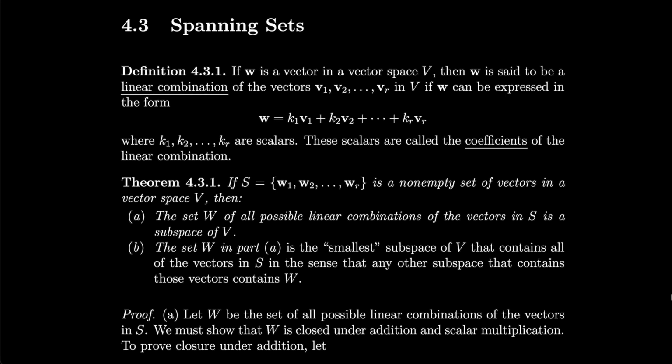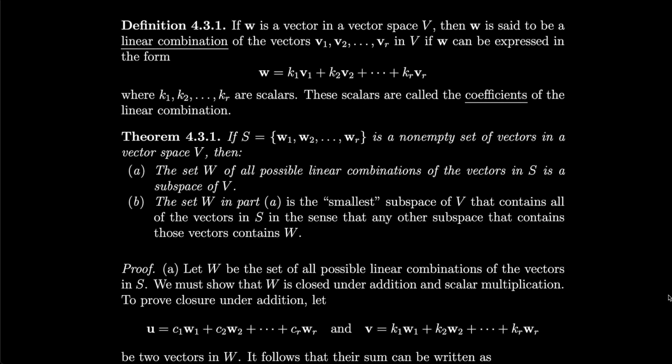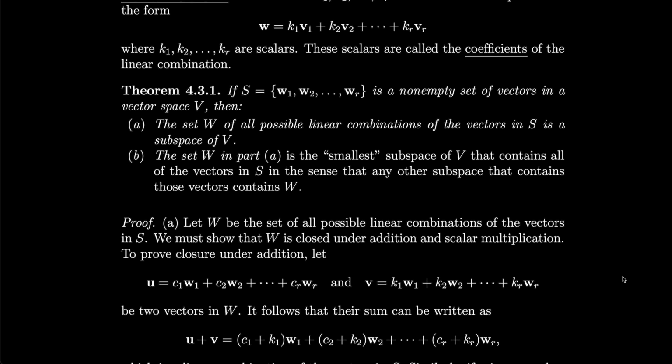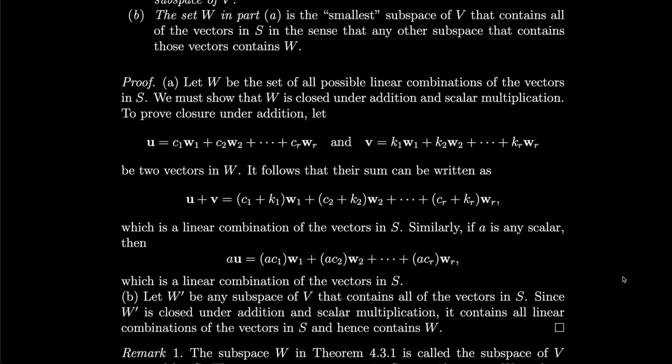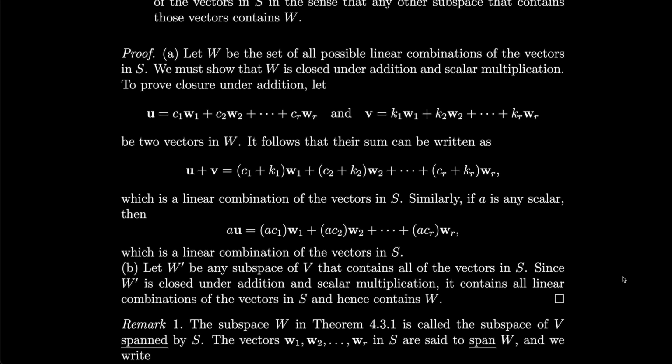So to prove this, how about we let W be the set of all possible linear combinations of the vectors in S. We must show that W is closed under addition and scalar multiplication. To prove the closure under addition, how about we let u equal c1w1 plus c2w2 and so on through crwr, and v equal k1w1 plus k2w2 and so on through krwr. So we're basically taking just two arbitrary vectors in W. Let's look at what their sum is.